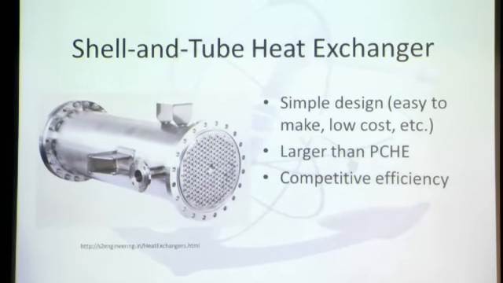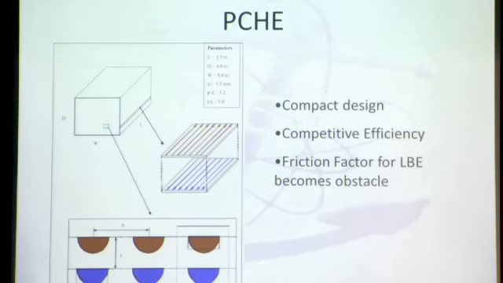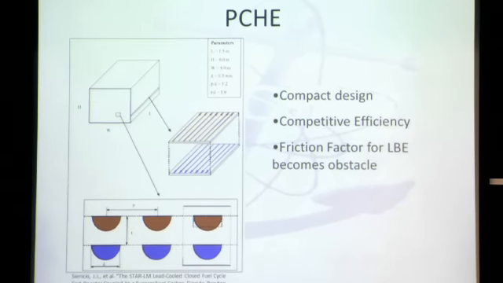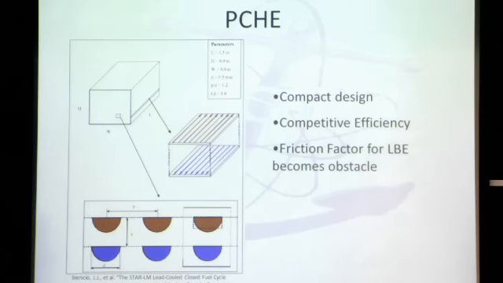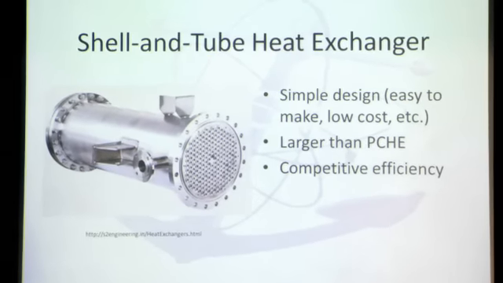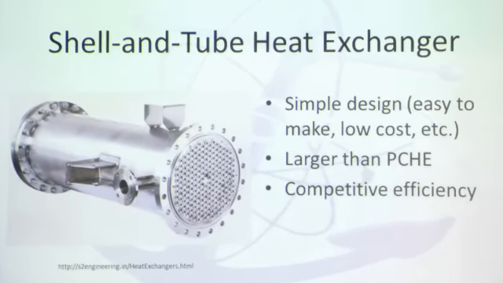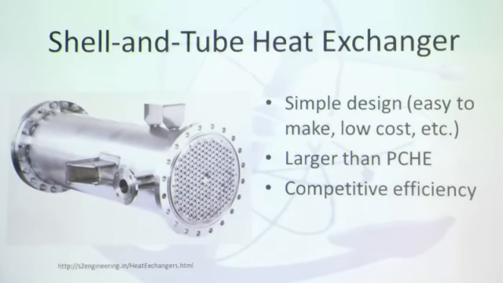Actually, can you go back? I'm sorry. So that has a competitive efficiency, compact design, and what I mentioned earlier, the friction factor becomes an obstacle. So the standard shell and tube heat exchanger is a pretty simple design to make. It's low cost. We went with a straight tube heat exchanger because it is simple to make and low cost. You don't have to worry about too many things. It has been done. It's considerably larger, as you saw in the previous slide, but it does still have a very competitive efficiency with the PCHE.